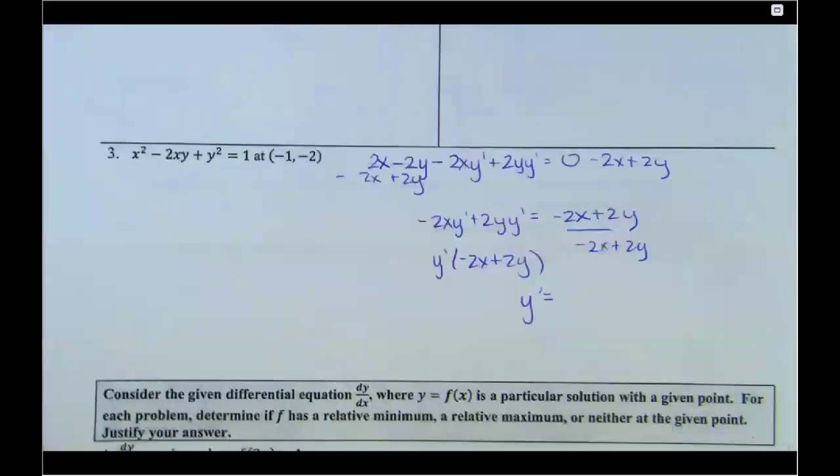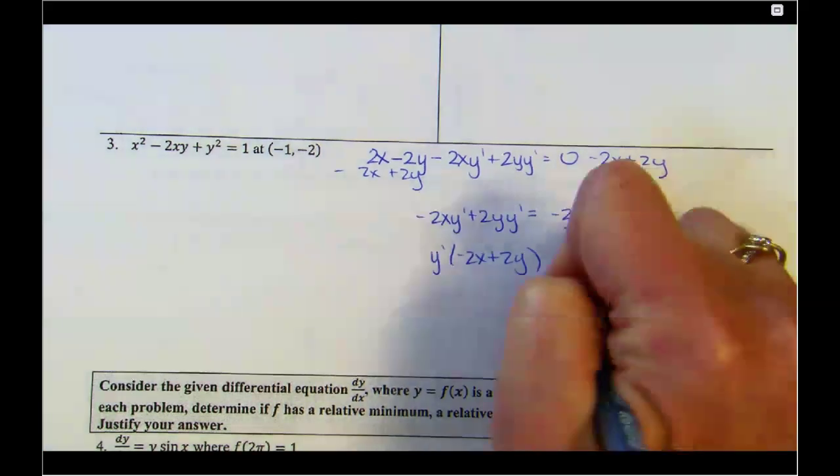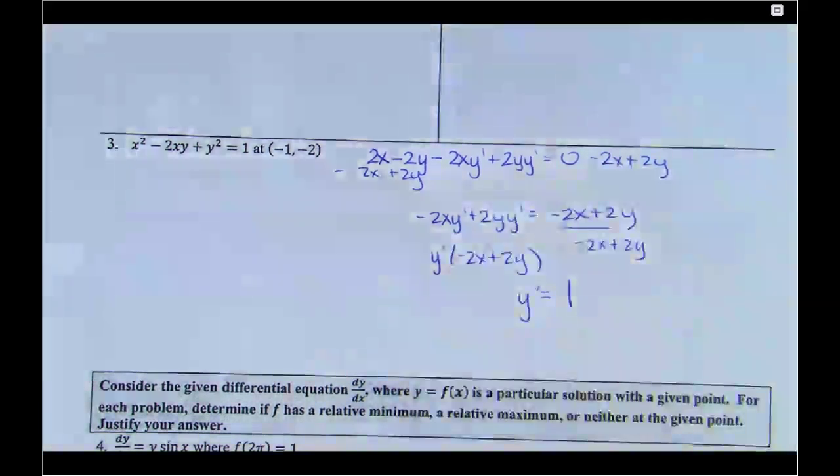Okay, so y prime does equal 1. I'm wrong. I don't think that I made a mistake, but can you just double check? Look at those, you see there's two negatives right there. More than one negative. That's correct. Thank you.